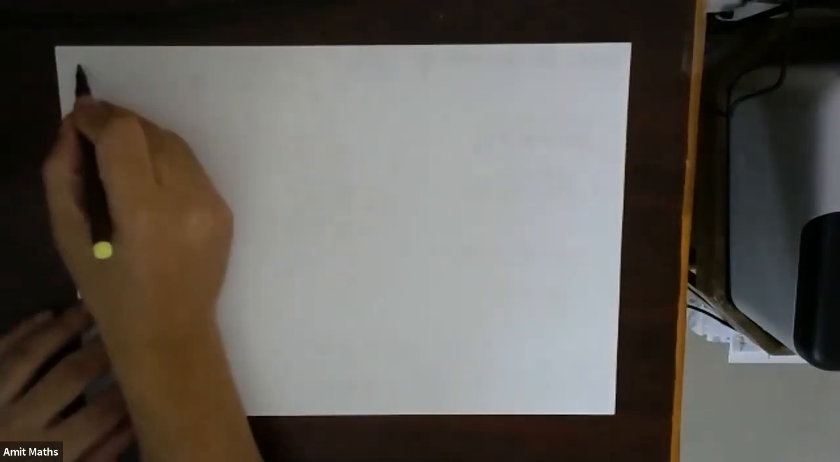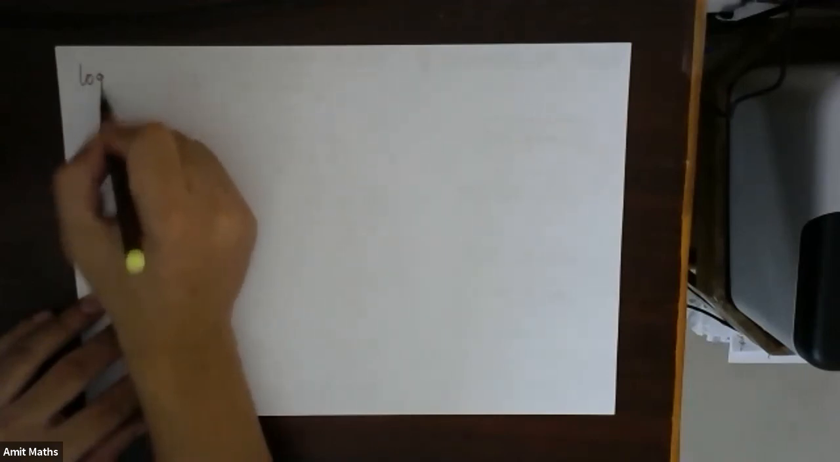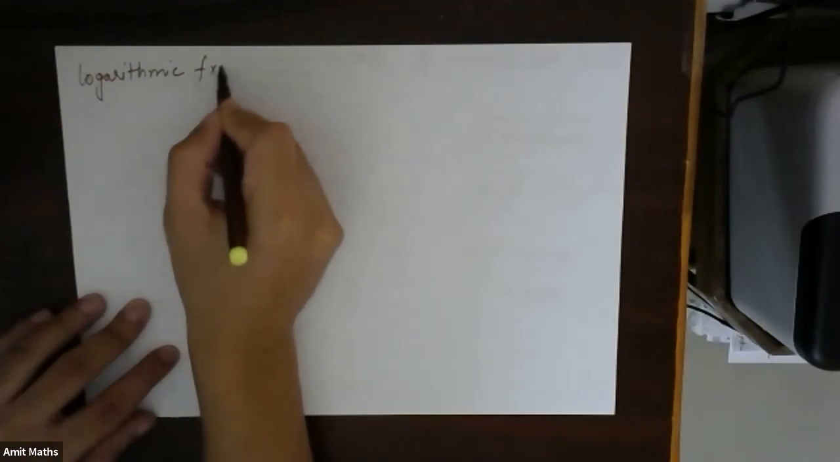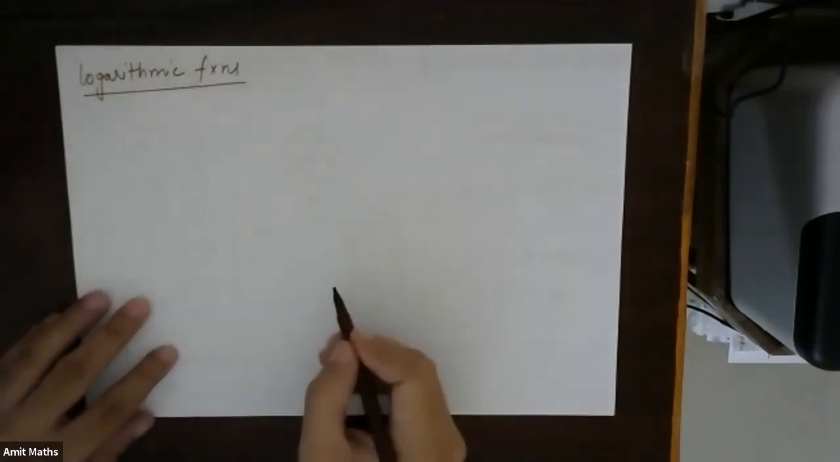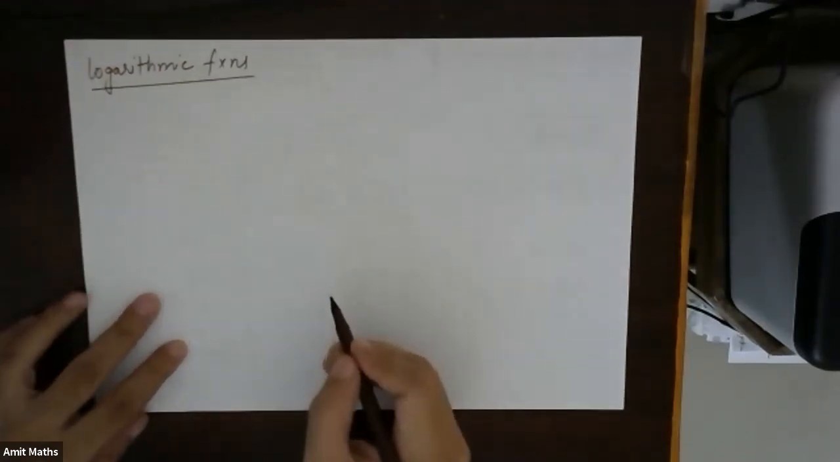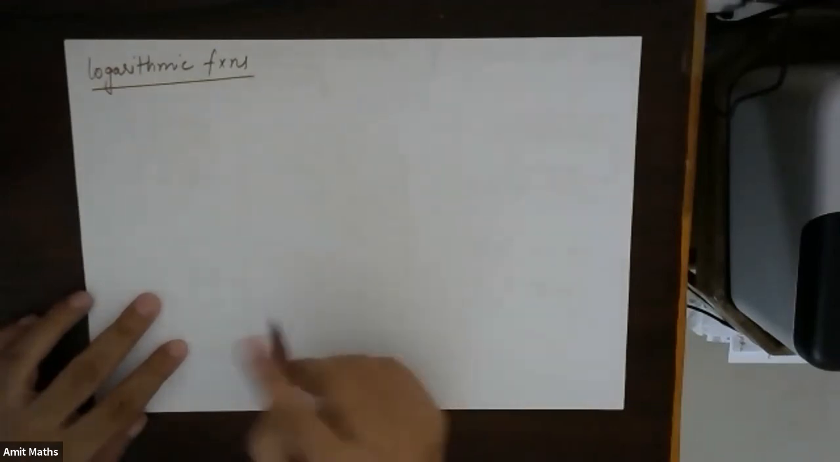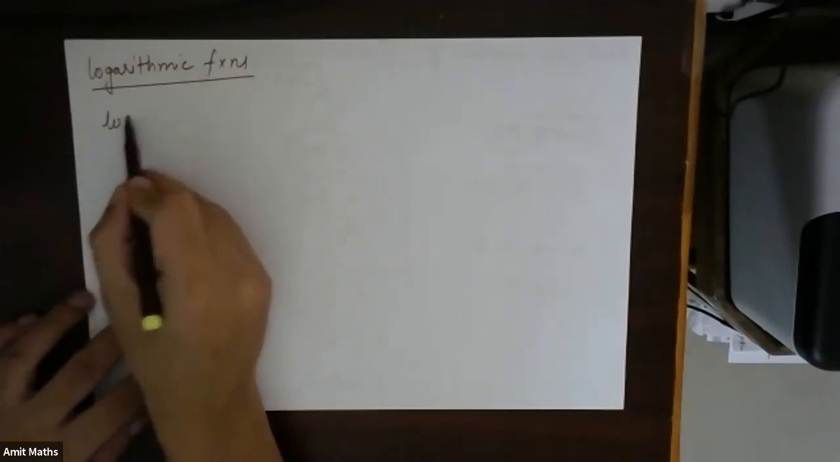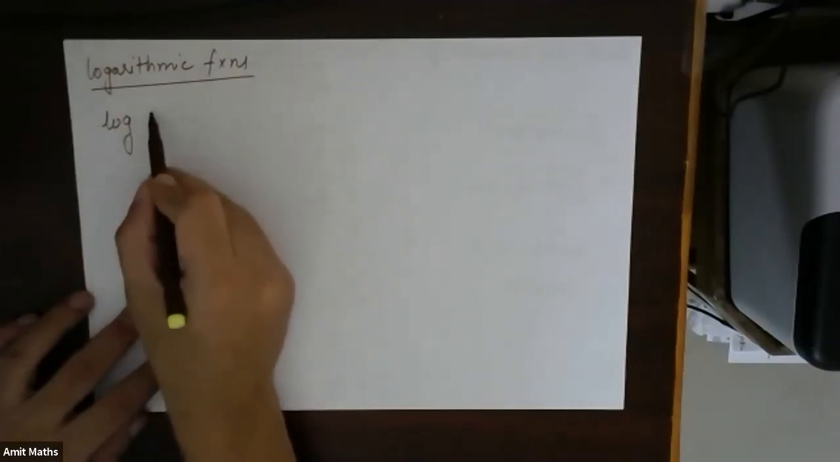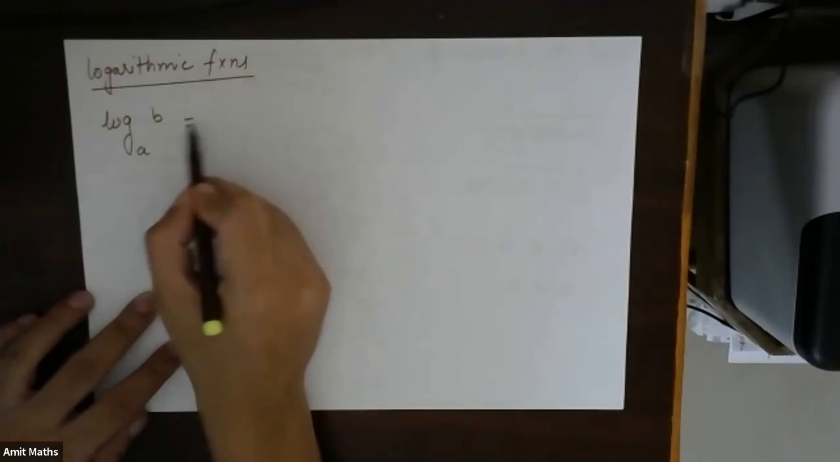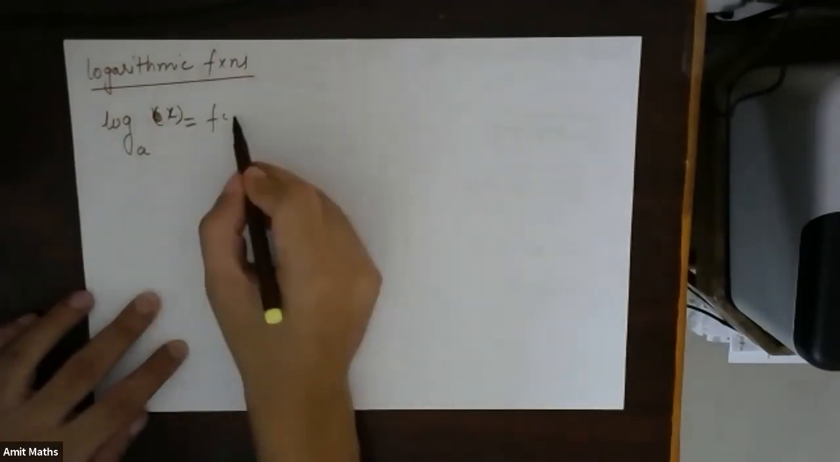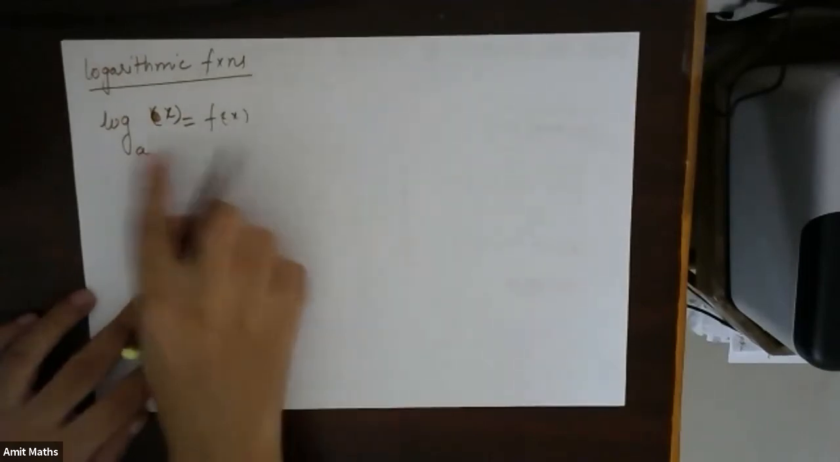we look at some properties of log. So we'll look at the properties of logarithmic functions. I hope you have already done the logarithmic properties and the log properties for the base and argument in 11th class. So first, I'll write log of x base a is equal to f of x. This is a function, log base a.